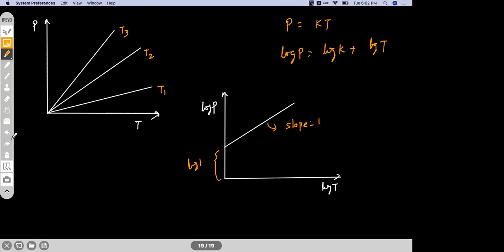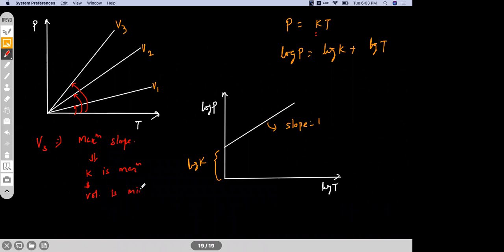Should we have V? Yes, we have V, my bad. Here we have V1, V2, and V3. Right, similarly, we can compare this with the help of slope. So slope is maximum for V3. And slope is nothing but K here. Right? And K and volume are inversely proportional. K is maximum, and hence the volume is minimum. So for the three we have here, V3 is minimum, then V2, and then V1.